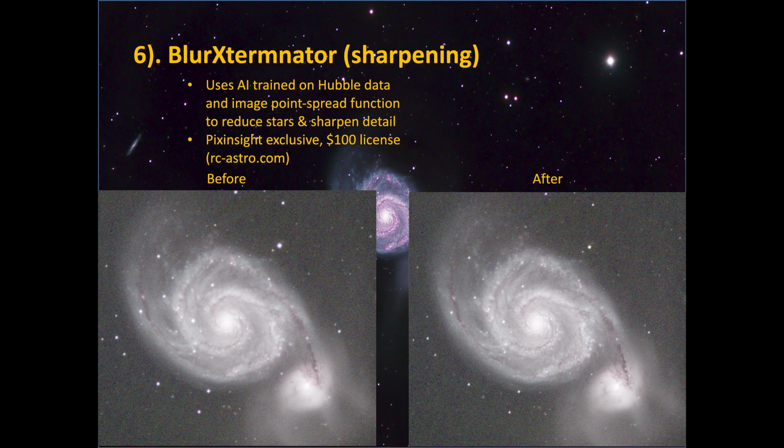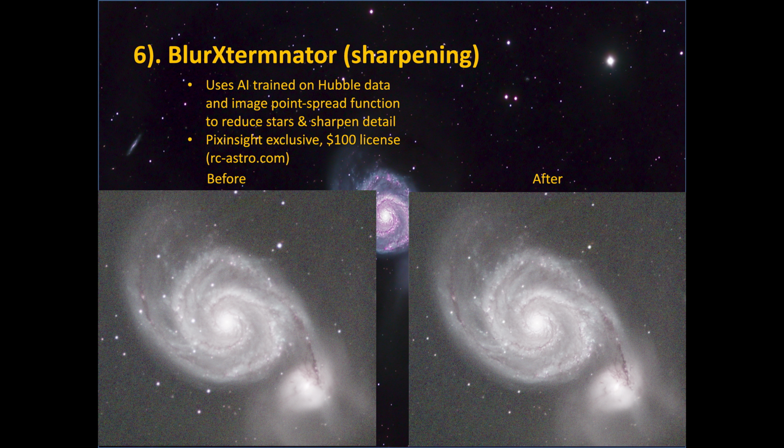So this one's a biggie. This is a PixInsight exclusive, Blur Exterminator. It is an AI-based sharpening tool exclusive to PixInsight. What it does is it uses the point spread function, which measures the X and the Y of your stars, and it compares those to an AI model trained on Hubble data, which is supposed to be optically perfect, because you're not shooting through any atmosphere or anything like that. The optics cost a little more than your telescope.